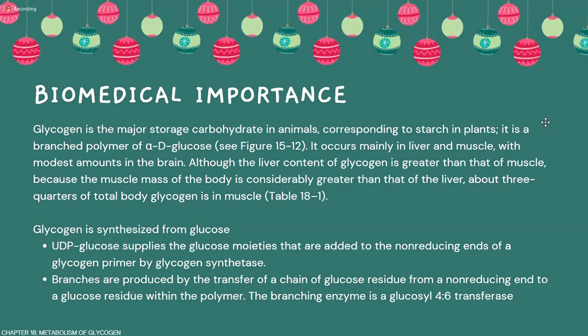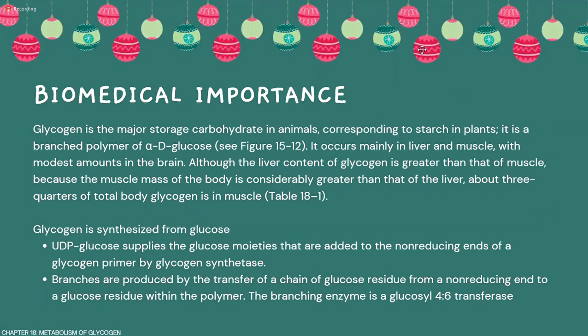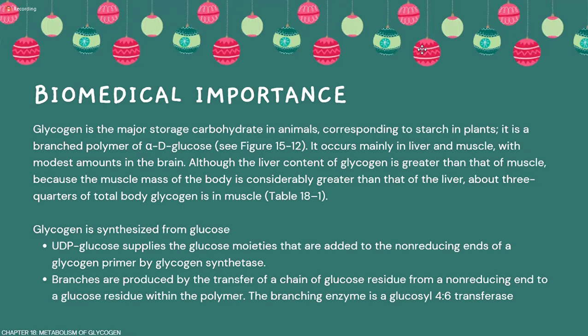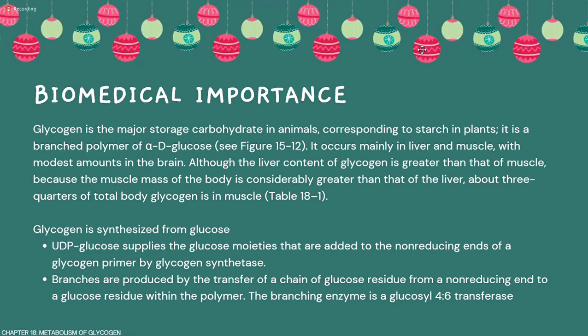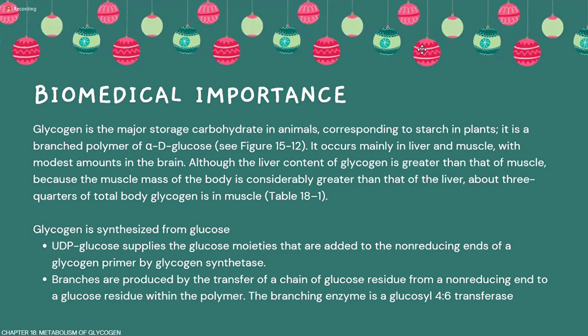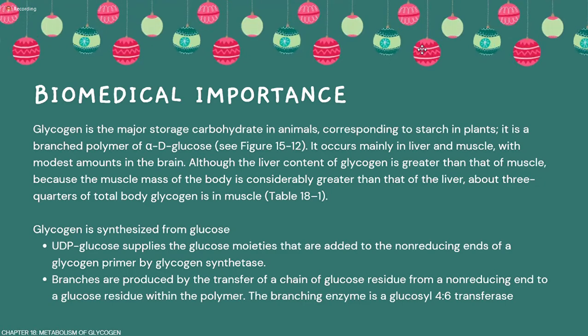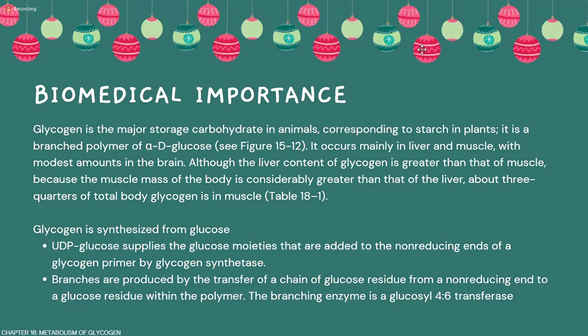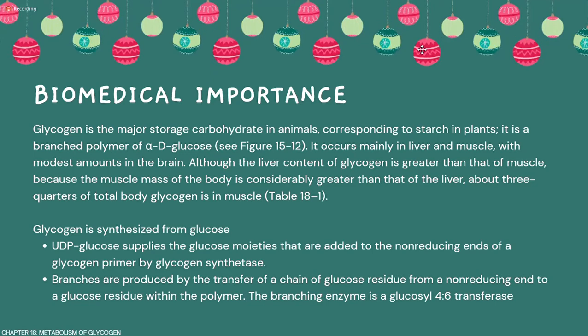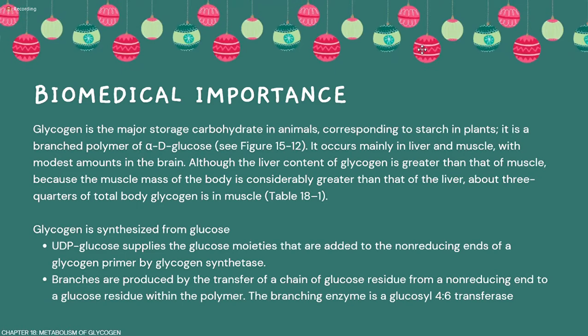With liver and muscle, you will have more glycogen in the muscle because there are more muscles than liver. So there's a table for that, and you'll be able to see it. Glycogen is synthesized from glucose. We will go into that.